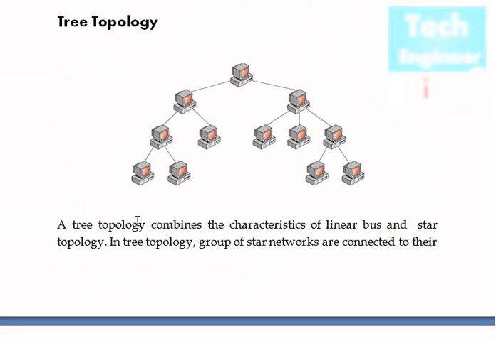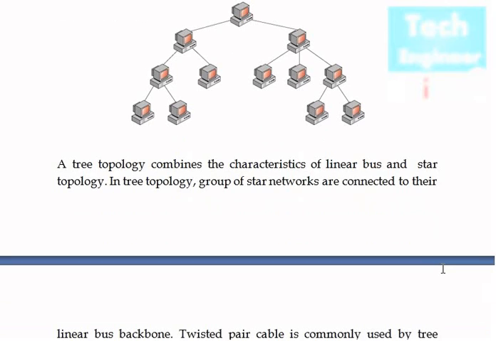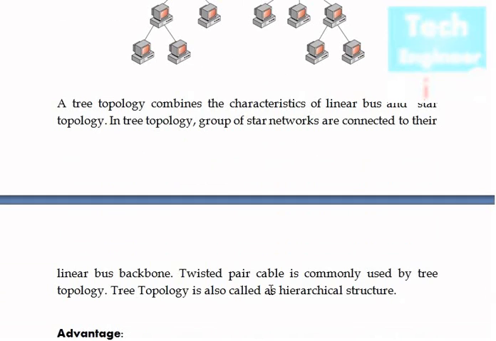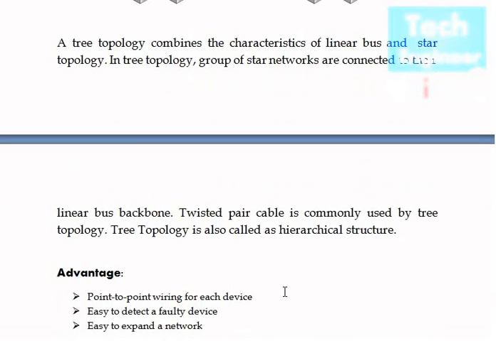Tree topology combines the characteristics of linear bus and star topologies. Meaning bus topology and star topology, it combines the characteristics, and you can even see the characteristics of star and bus. In tree topology, a group of star networks are connected to a linear bus backbone. Twisted pair cable is commonly used for tree topology. Tree topology is also known as hierarchical structure.